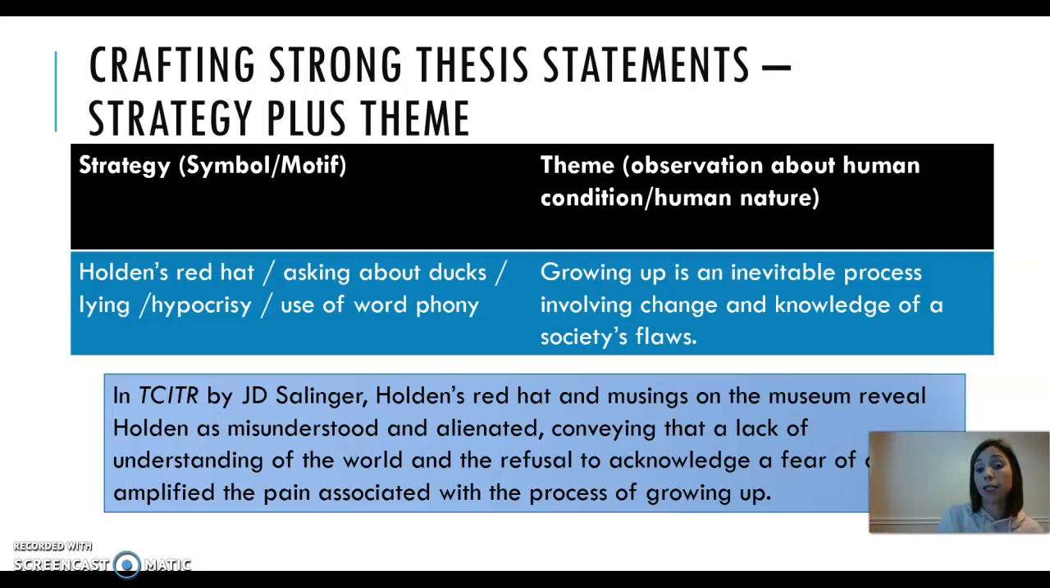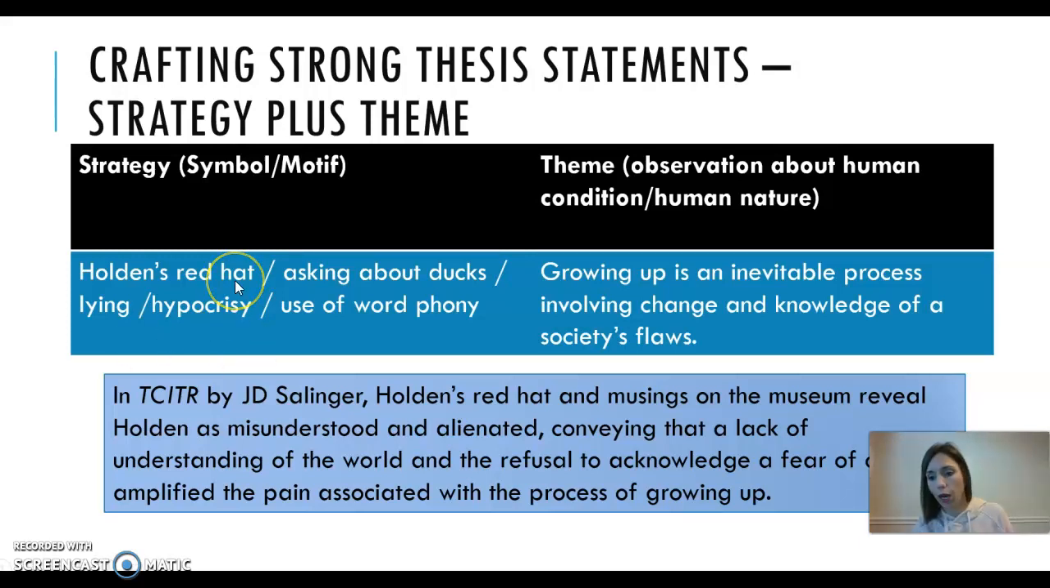My thematic idea, my observation, is that growing up is an inevitable process. That means it's going to happen no matter what. It involves change and knowledge of society's flaws. Okay, so that's it. What I'm saying is an argument in the book. So then I can extend that to a thesis statement in The Catcher in the Rye by J.D. Salinger, Holden's red hat, and musings on the museum. Okay, so I'm hinting here.